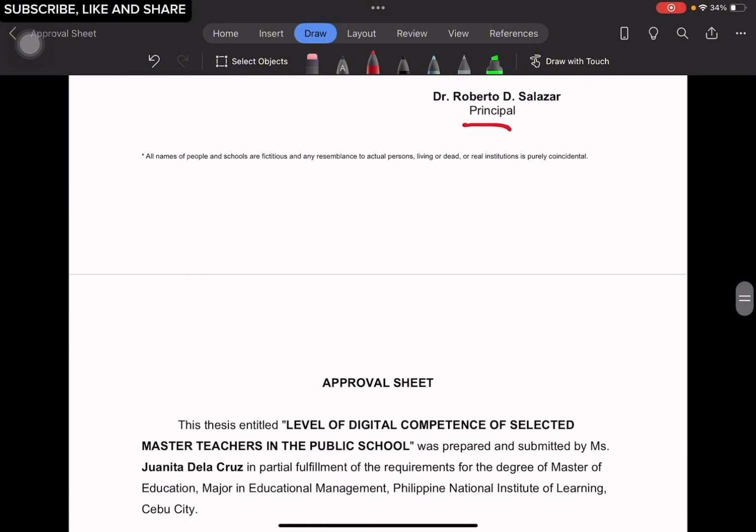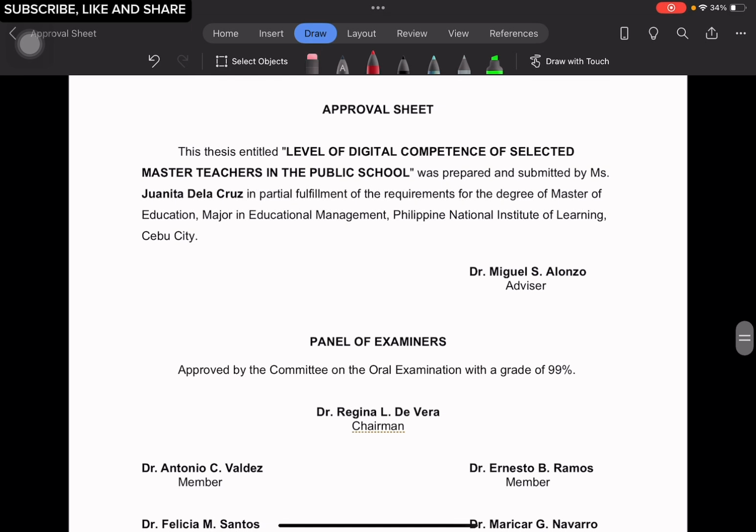Another example implementing this approval sheet template is this. So again, observe this particular discussion. The first one is that it starts with the term thesis. So this is a thesis with the title Level of Digital Competence of Selected Master Teachers in the Public School. This is a thesis, a study that was done in the master's degree level. A thesis done or written in the master's degree level.